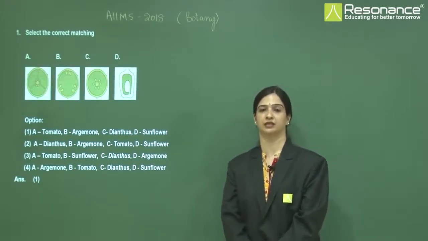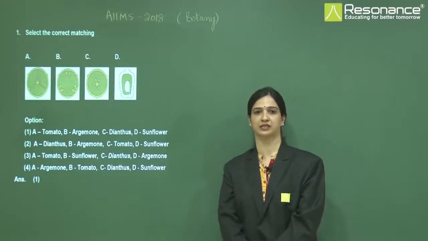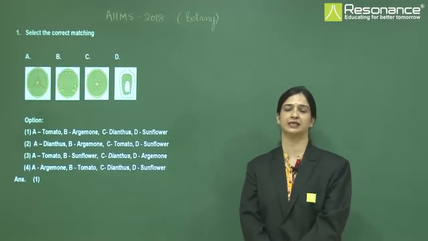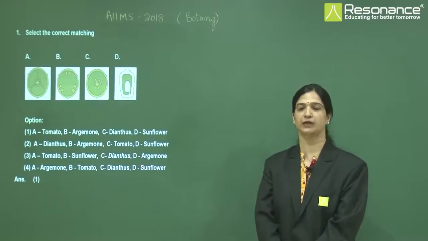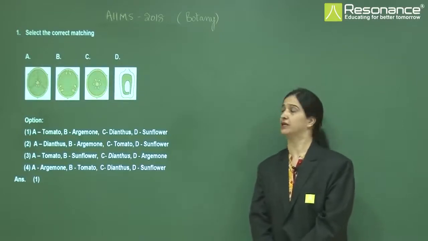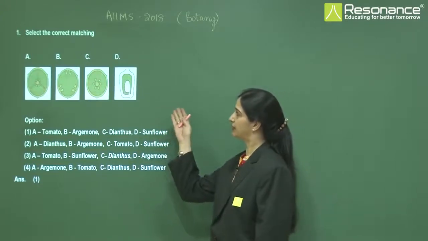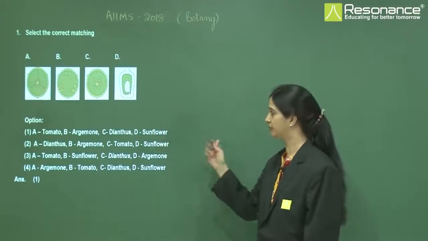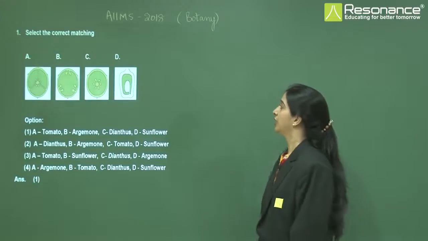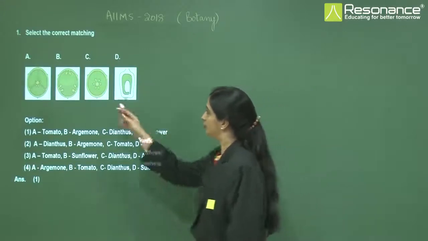Today we are here to discuss AIIMS memory-based questions and solutions, which was held on 26th May in the evening shift. We will be dealing with the botany part, so look at the first question, select the correct matching. Here different types of placentations are given and their examples are given in the options. Now look at the first one, A.